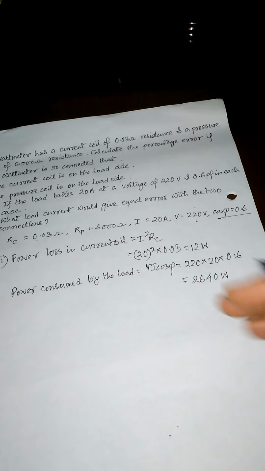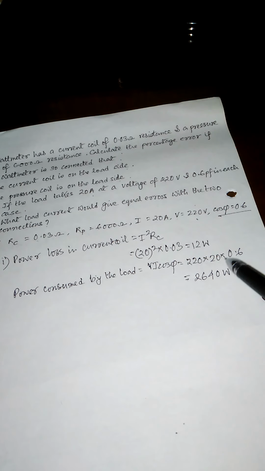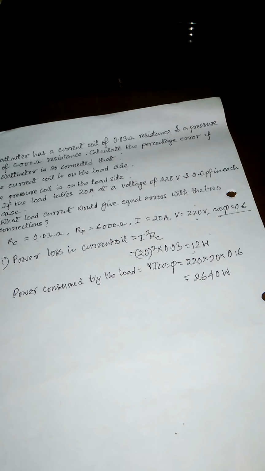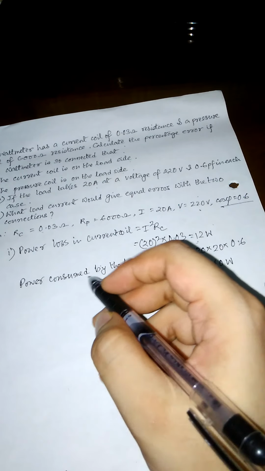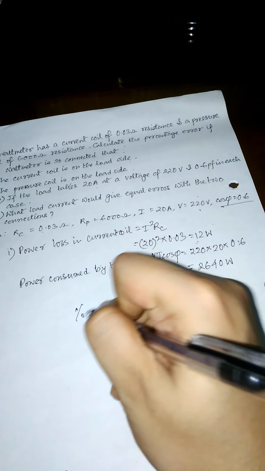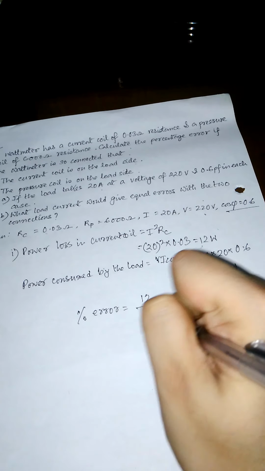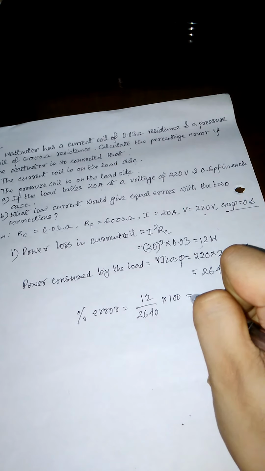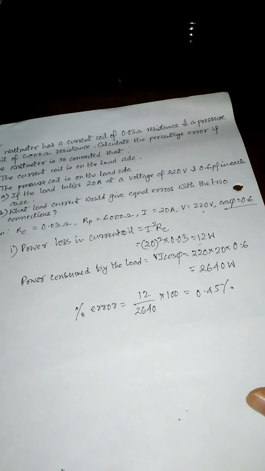Now if you are considering the percentage error, that means here we don't calculate this 12 watt, that is the current coil power loss. So that is the error. So the percentage error will be 12 by 2640 into 100. That means 0.45%. That is the error.